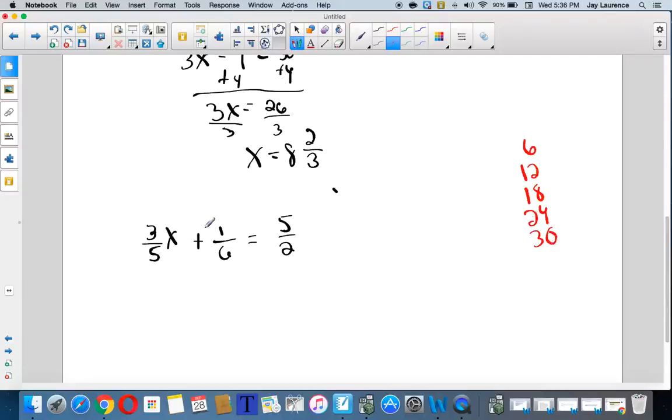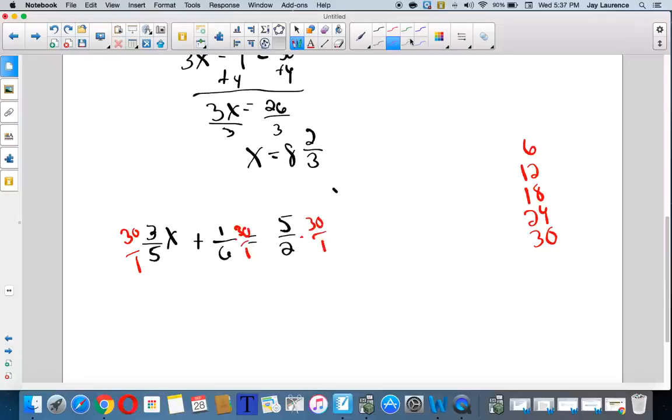5 is going to go into 30, 6 goes into 30, and 2 goes into 30. So I'm going to multiply by 30 over 1 right here, right here, and right here.